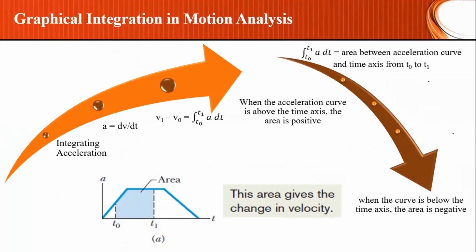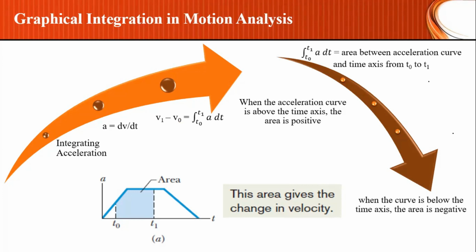Graphical integration in motion analysis. Integrating acceleration: when we have a graph of an object's acceleration a versus time t, we can integrate on the graph to find the velocity at any given time. Because a is defined as a is equal to dv over dt, the fundamental theorem of calculus tells us that v1 minus v0 is equal to integral from t0 to t1 of a dt.